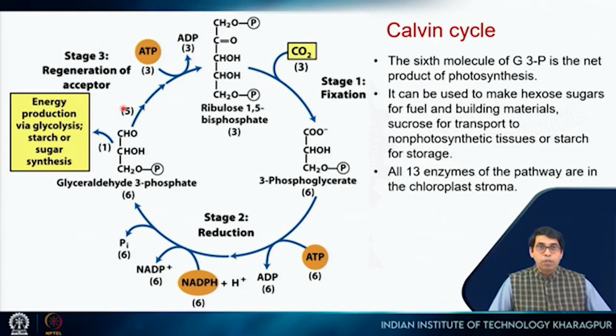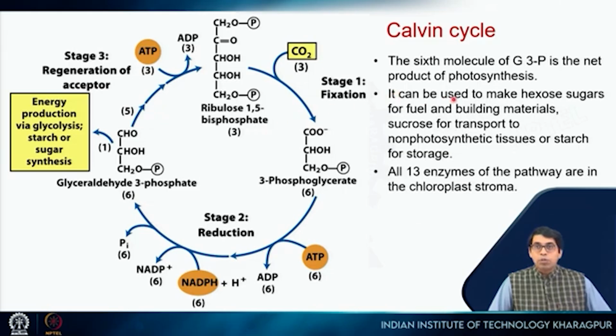So 5 molecules which are each of 3 carbons, so 5 times 3 is 15, are converted to 3 molecules of ribulose 1,5-bisphosphate. So this is a 5-carbon molecule and 3 molecules, so 5 times 3, 15. So this balance is also maintained, right? So essentially the 6th molecule of glyceraldehyde 3-phosphate is the net product of photosynthesis, right? So these carbons are fixed, 3 carbons are fixed, and they go out of the cycle, and the remaining carbons are in the Calvin cycle.